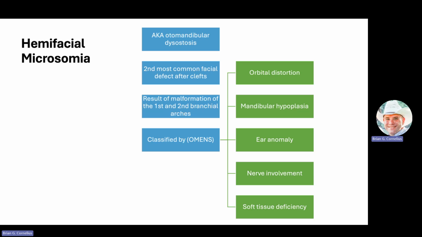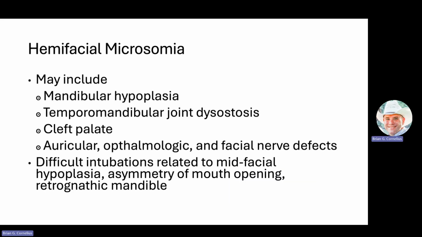It's the second most common facial defect after cleft lip, cleft palate. And this is a result of the first and second branchial arches. So we use omens to classify it. So orbital distortion, mandibular hypoplasia, ear abnormality, nerve involvement, and soft tissue deficiency. So this is just an example of all those omens, but the big thing to take away from this is because of that midfacial hypoplasia, you may have asymmetry of the mouth and retrognathic mandible.